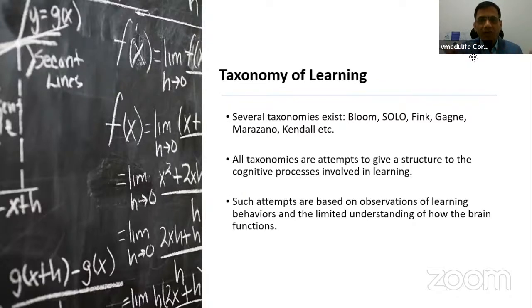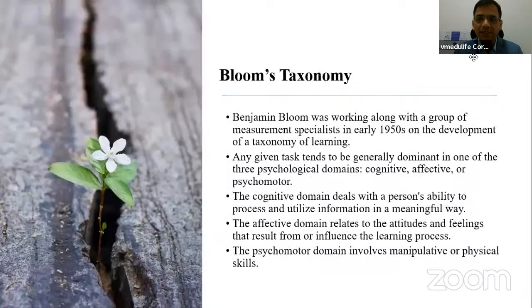If we observe, all taxonomies attempt to give structure to the cognitive processes involved in learning. Now, specifically about Bloom's taxonomy: this is the widely accepted taxonomy across the globe, and it is divided into three major subdomains: cognitive, affective, and psychomotor. Cognitive, affective, and psychomotor.